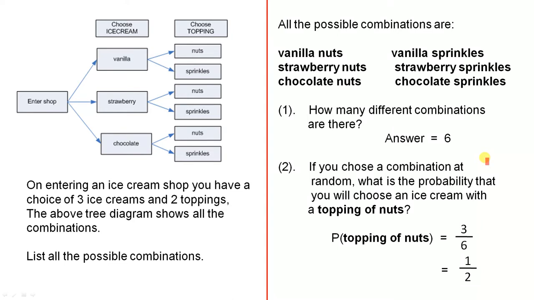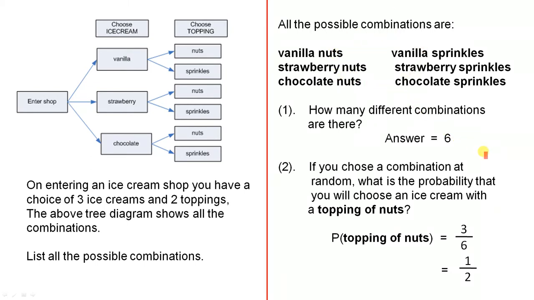If you chose a combination at random, that means you didn't have any choice, you just picked perhaps a combination out of a hat. Let's say they put those 6 combinations on a piece of paper and threw them in a hat or a box, and you closed your eyes and you picked one of them. That's what at random means. That means you've got an equal chance of picking any one of those.